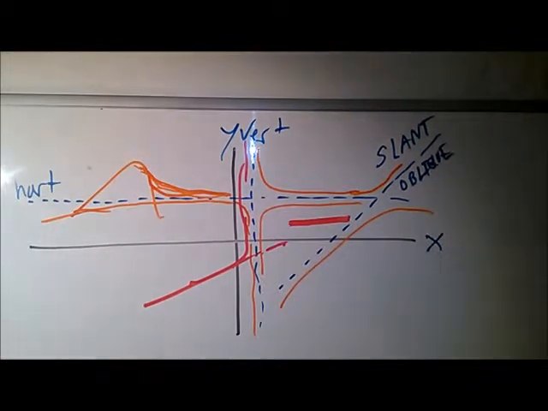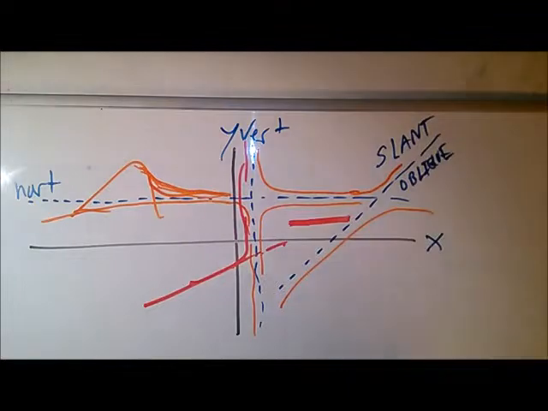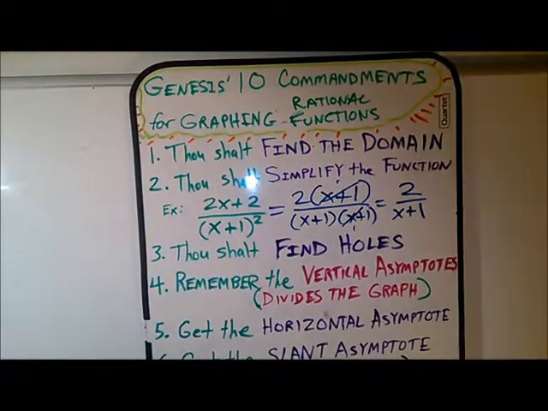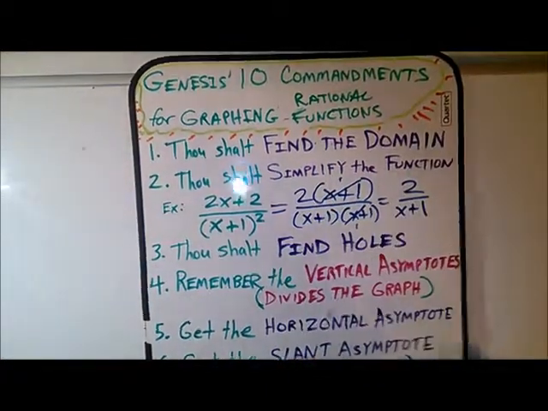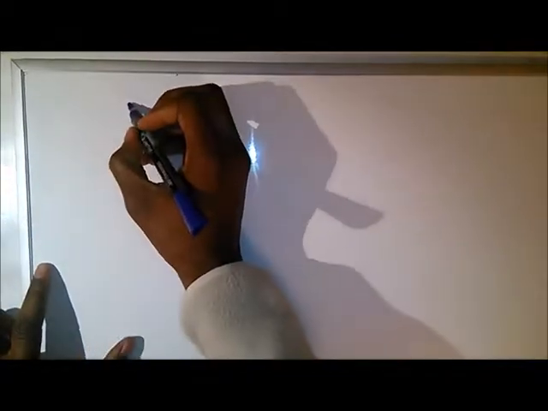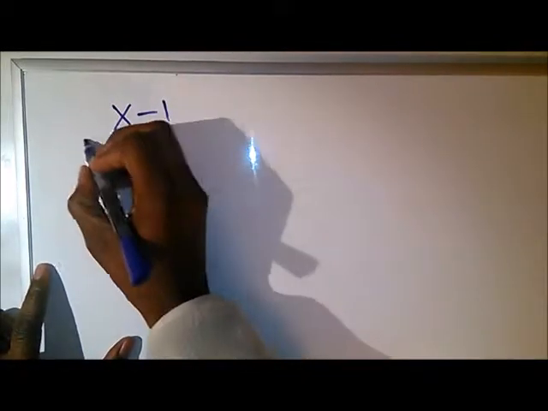Now, the first thing we want to do when we're graphing rational functions, remember our 10 commandments, write them down and keep them with you at all times. The first commandment is thou shalt find the domain. So how do we find the domain of a function? This is something that you should know from previous lessons or from your algebra. That's really basic. Just a little review of how to find it.